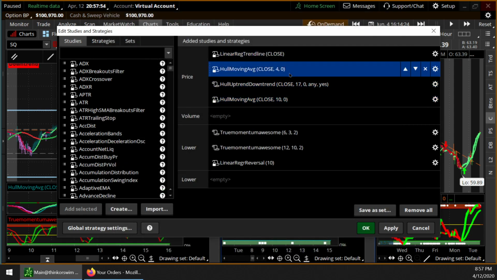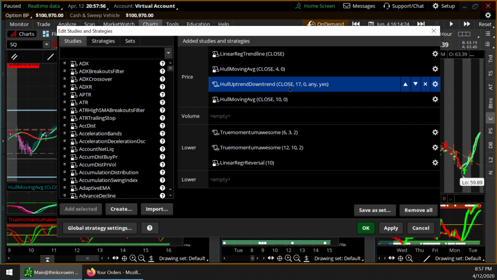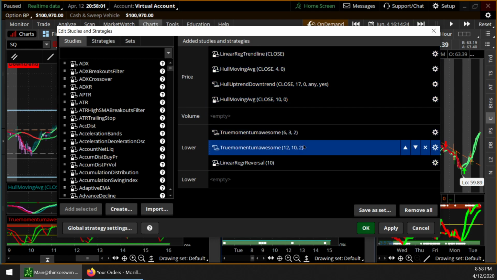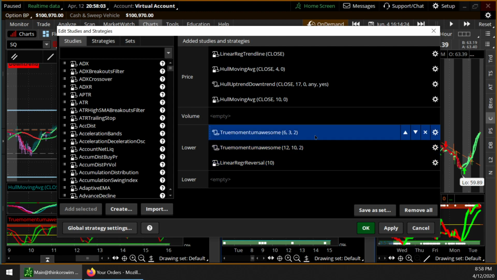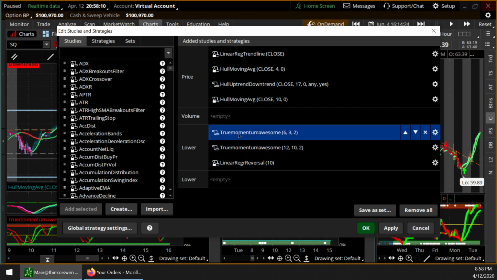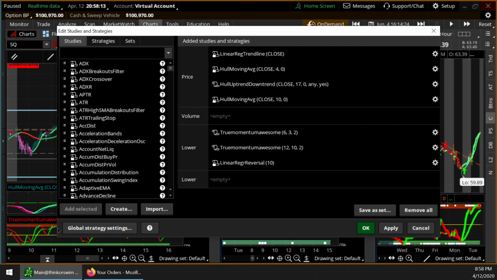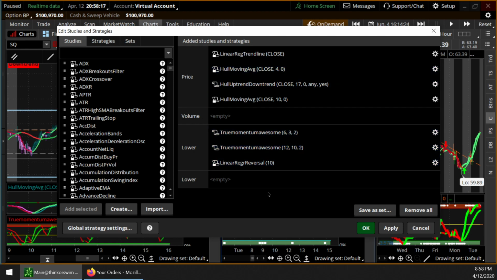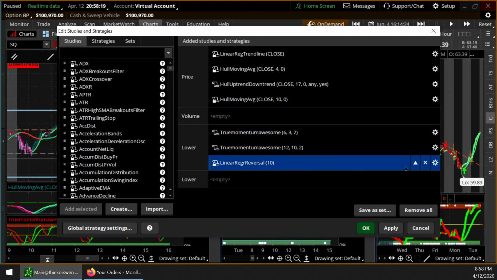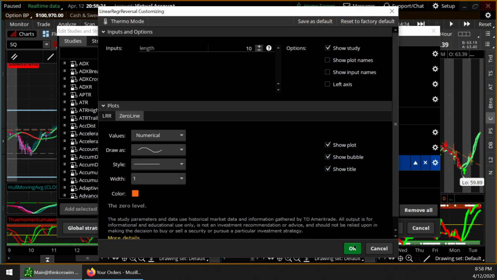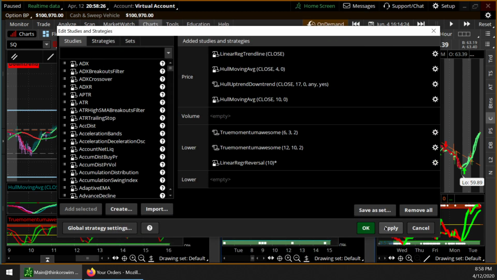So you got your 4, which is short trend, your 10, which is a mid trend, and your 17, which is a long trend, which we'll go over. Then down here I have the true momentum 6, 3, and 2. And then for the longer one, I put 12, 10, and 2, where the other set, on the 3-minute chart, was 14, 10, and 2. I like 12, 10, and 2 better on the 15-minute chart. And then again, I have the linear reg reversal down here. Go over that.